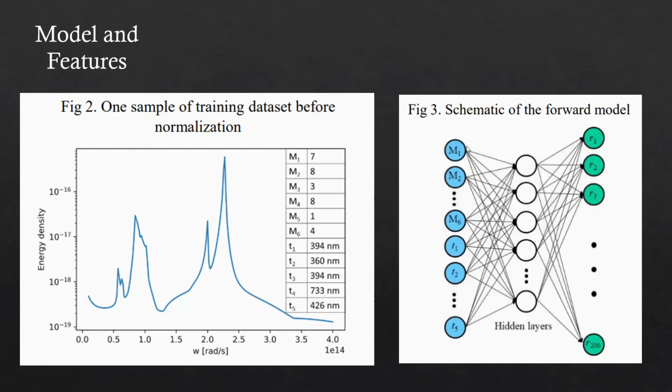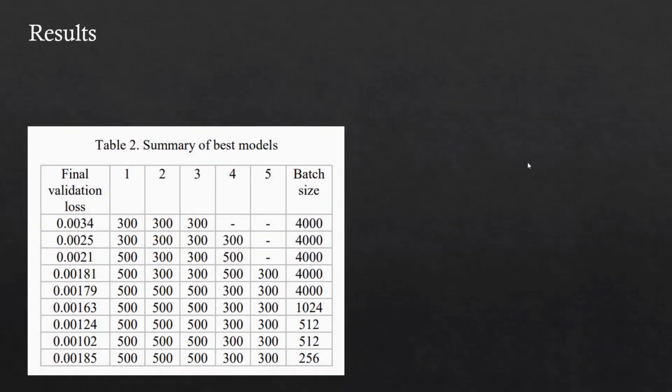The forward model is mainly created from dense layers, the fully connected layers, and we have hidden layers, and we tested different numbers of layers and numbers of neurons. We'll explain it in the next slide. Here we have different models. Here we have the number of hidden layers from 1 to 5, and different batch sizes.